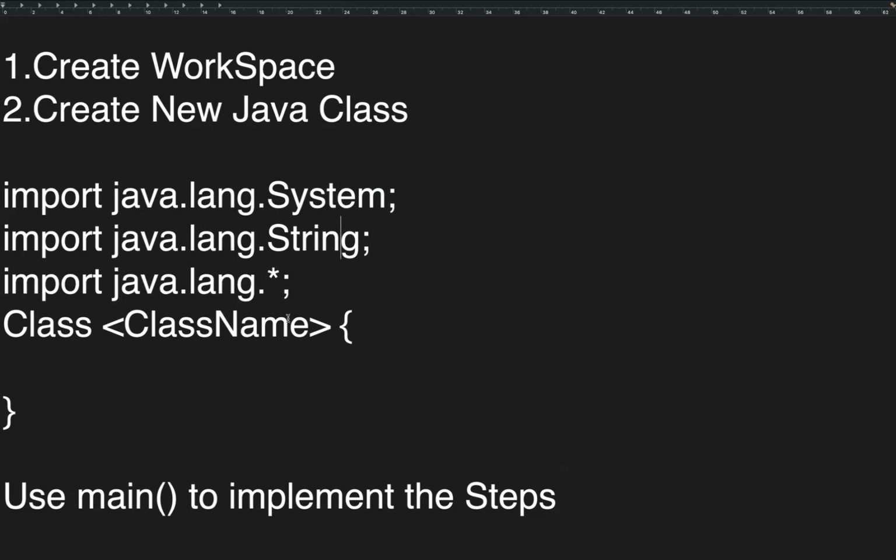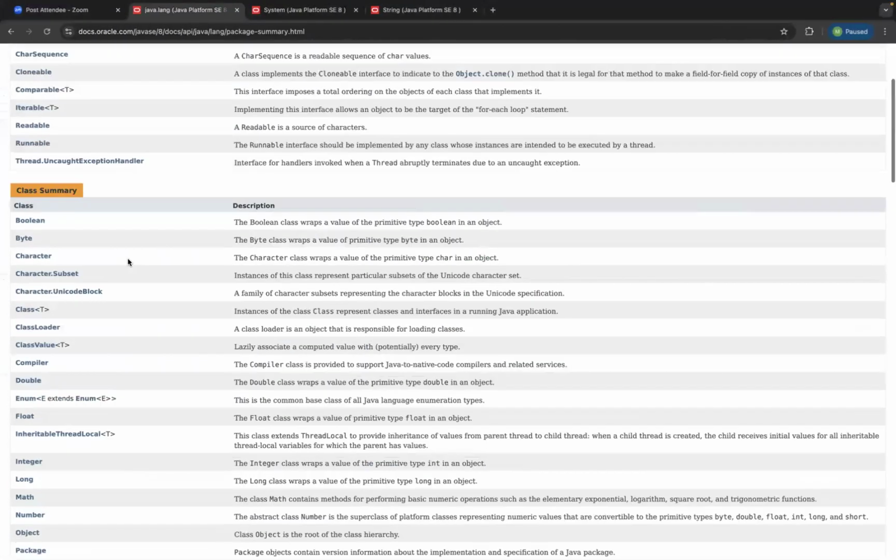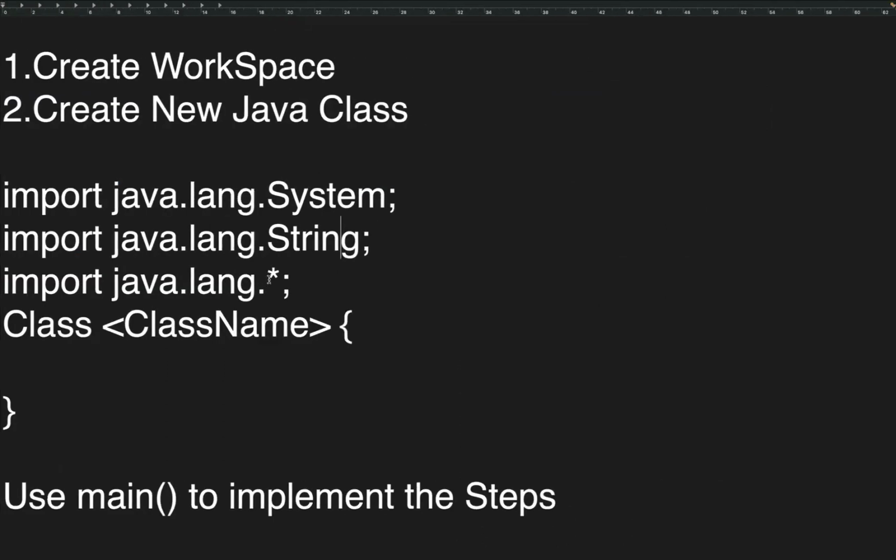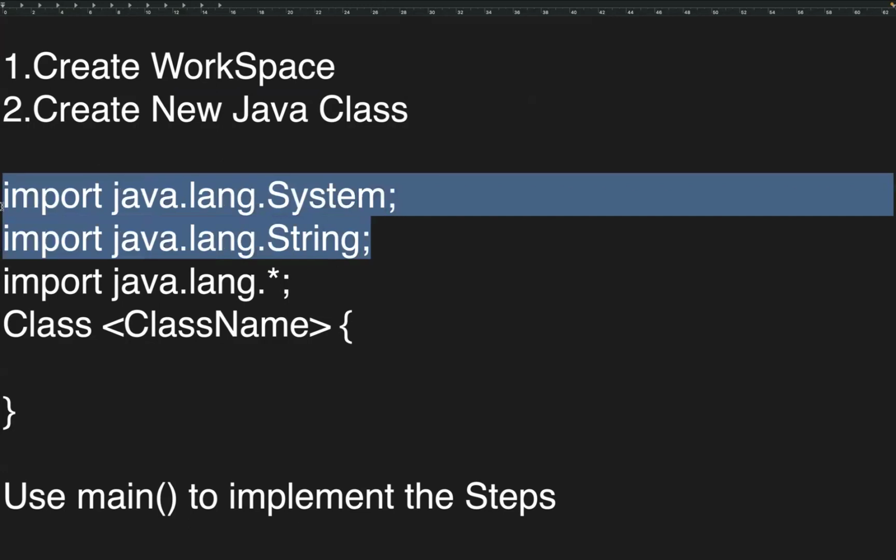Whatever classes and methods are mentioned here, this asterisk represents all of them. Asterisk is nothing but all classes and methods available in this package, made available to the developer or programmer so that he can reuse the program.